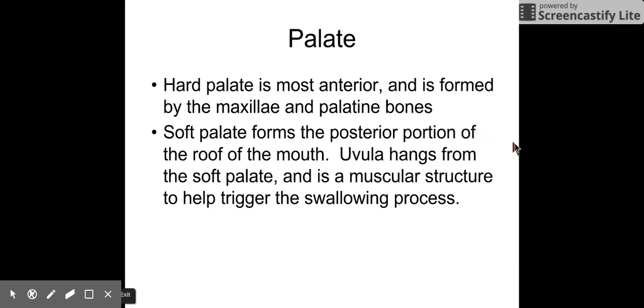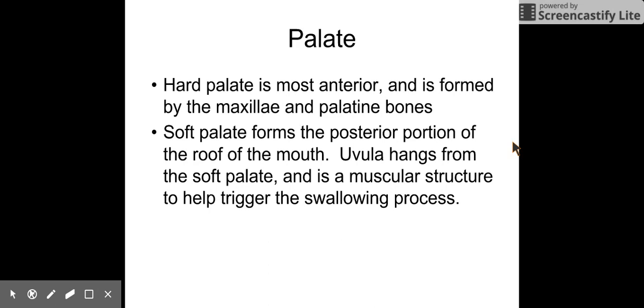The next thing you would have is the palate. There are two palates in the mouth. The hard palate is most anterior. It has bone underneath there. You have the maxilla and the palatine bones making up the hard palate. Then, as you move back or posterior, you have the soft palate, which the uvula hangs from.